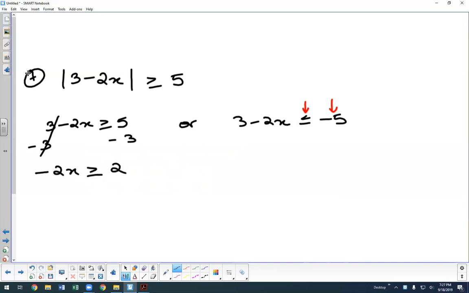5 minus 3 will give you 2. Now here we are dividing by a negative number, negative 2, which means our inequality has to change directions.